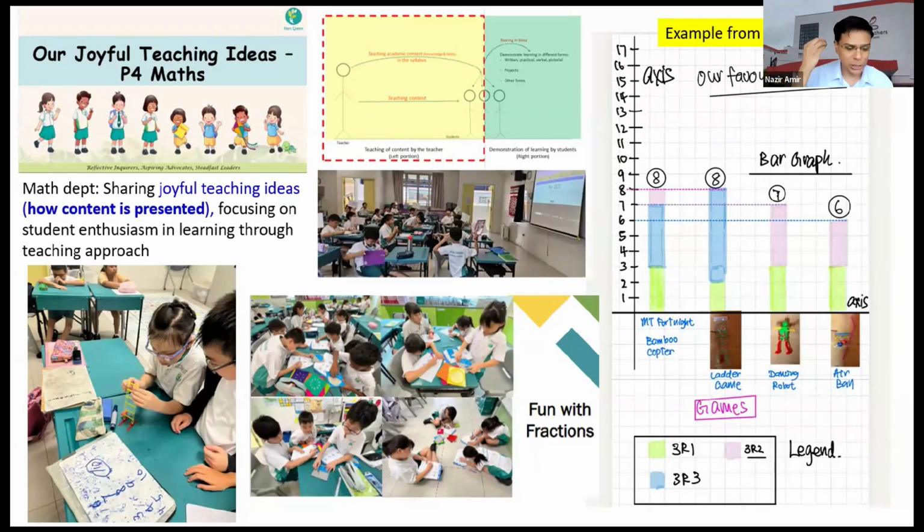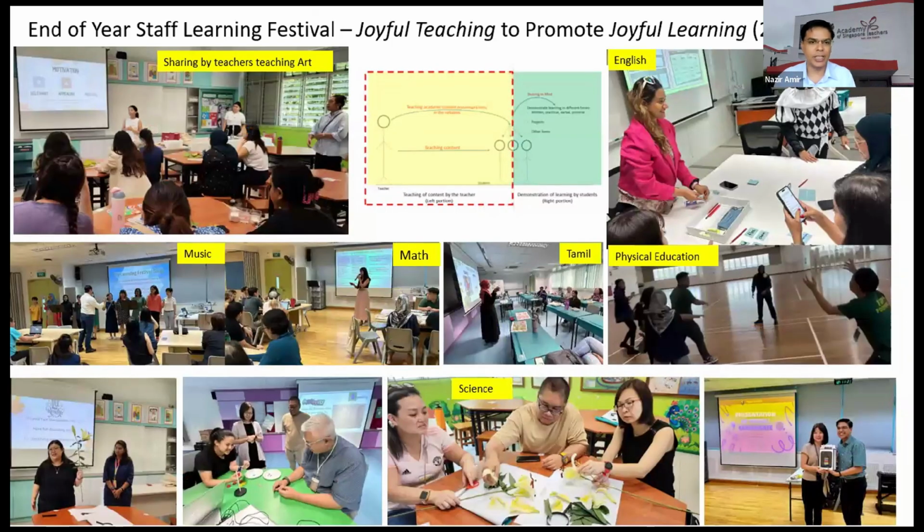This took many months for teachers to think about creative ideas, to look at the journals, to look at videos, to discuss and bounce off ideas at conferences, seminars, and in the schools, to think about how do we use toys to teach the content. At the end of the year, Staff Learning Festival, every department was sharing about how they teach content in joyful ways. So today we are starting to see more and more schools thinking about the creativity of teachers to come up with joyful teaching ideas. It was a very exciting period.